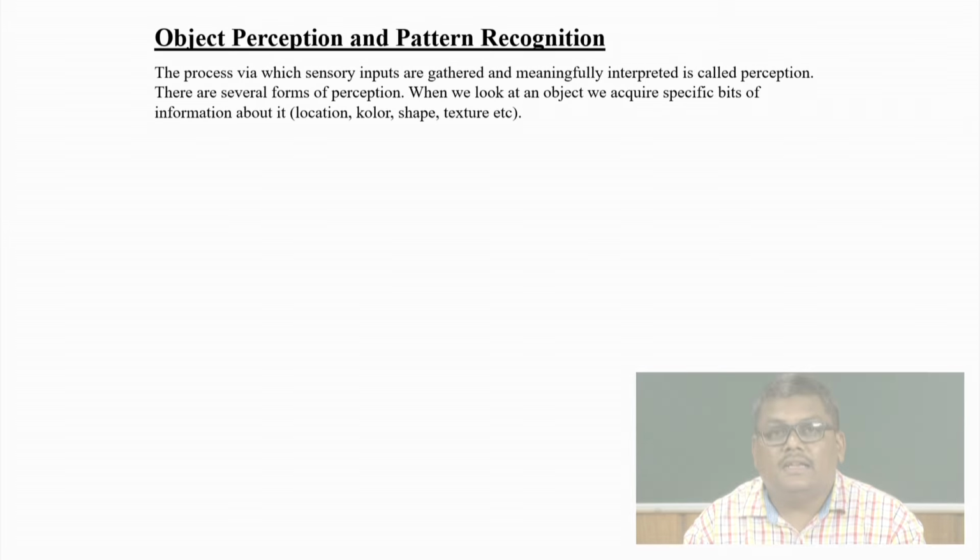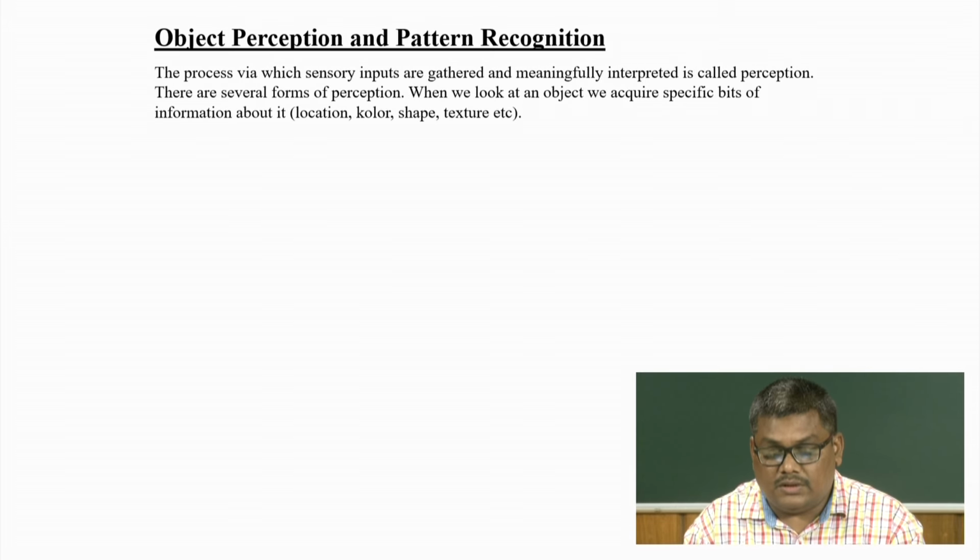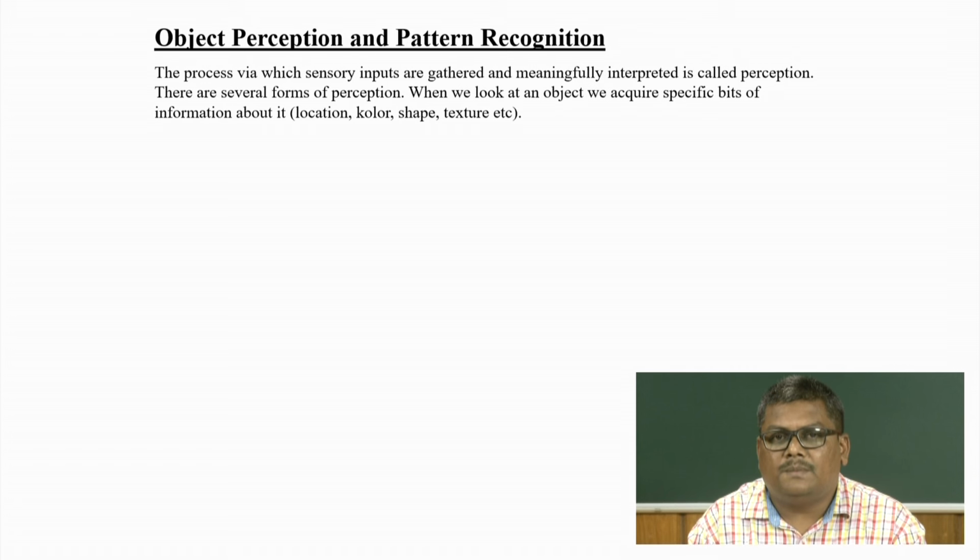So, what is perception? Perception is a process through which sensory inputs are gathered and interpreted. Perceptions can happen in several formats. For example, perception could be visual perception, auditory perception, haptic perception, or gustatory perception. So, 4 or 5 different senses and 4 or 5 different types of perceptions. Perception basically requires us to understand or to localize where an object is, what the object looks like and what is the meaning of our object.